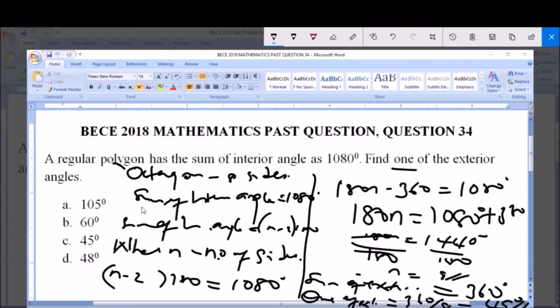And from the options here, option A says 105 degrees, which is wrong. B says 60, which is wrong. C says 45, which is correct. And D says 48, which is wrong. So our final answer to this question is C, 45 degrees.